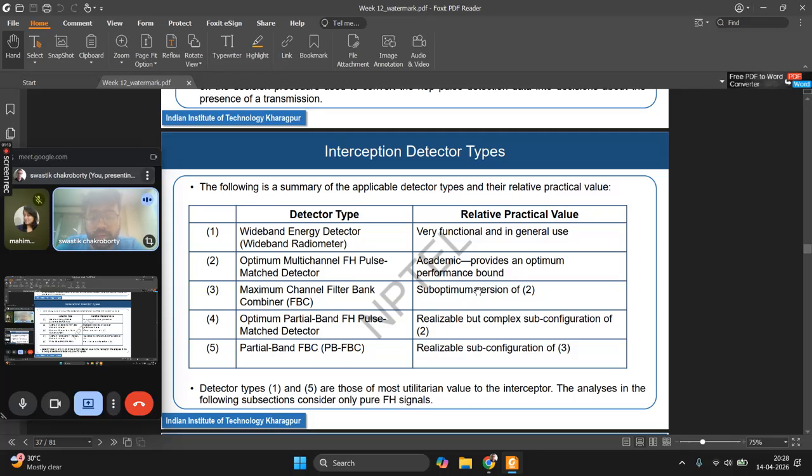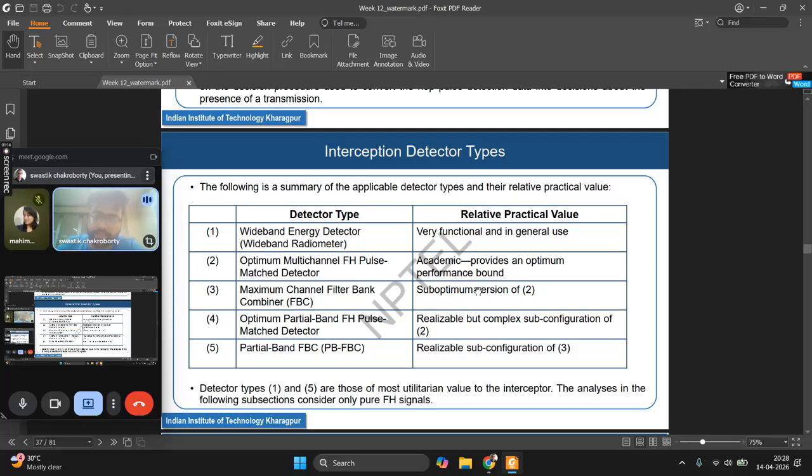Second, the optimum multi-channel frequency hopping pulse matched detector. That is, each pulse of frequency hop you are matching to. So you are designing a matched filter for each hop, but knowing each hop is difficult, especially for an enemy who will try to change up the specifics of transmission as often as possible. So this is academic. It provides an optimum performance bound, but might not be applicable for defense scenarios.